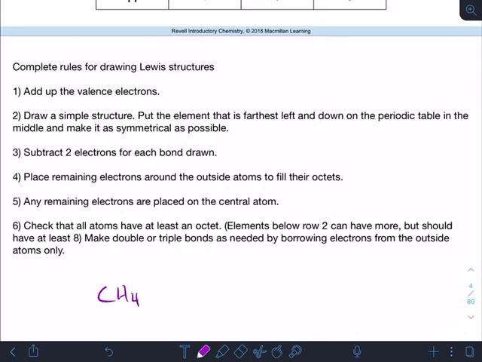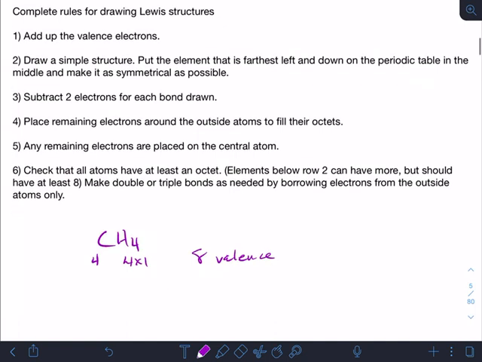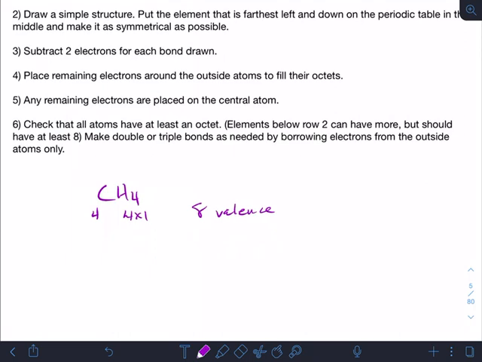So let's talk about these steps. The first step is to add up all the valence electrons. If I have a molecule like CH4, we know that carbon has 4 valence electrons, and each hydrogen has 1 valence electron, so 4 times 1. That means there is a total of 8 valence electrons for this particular molecule.